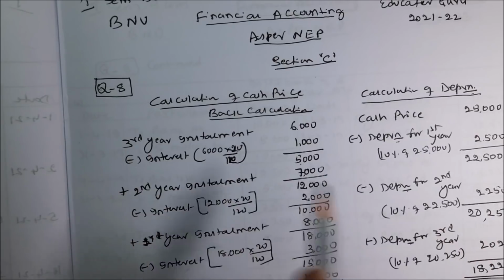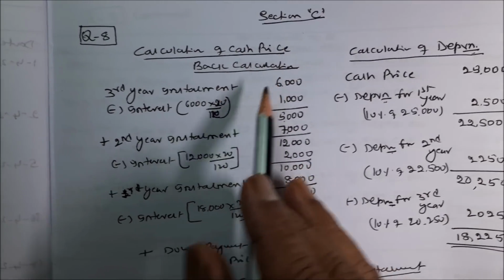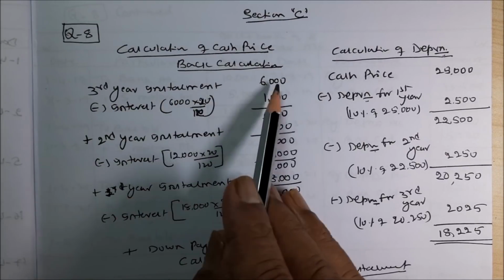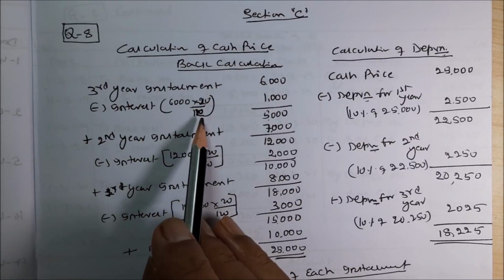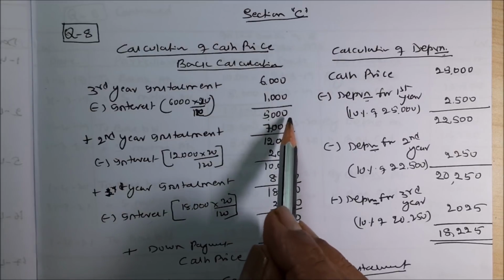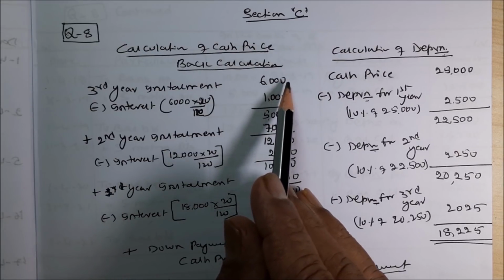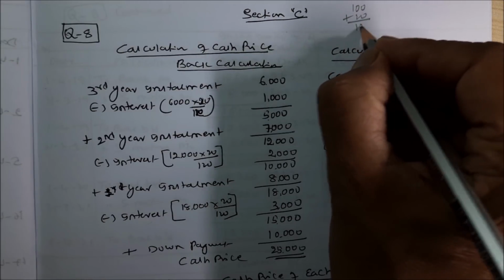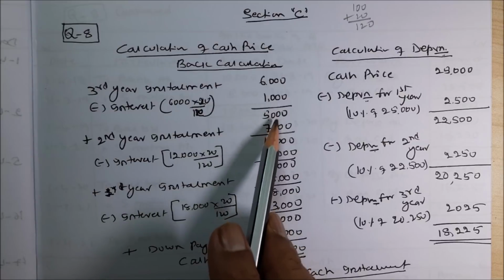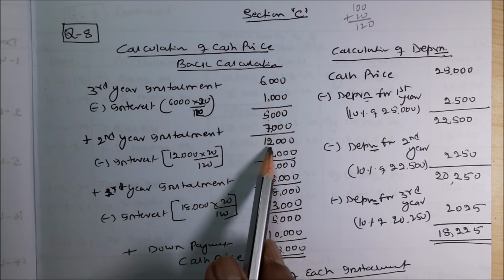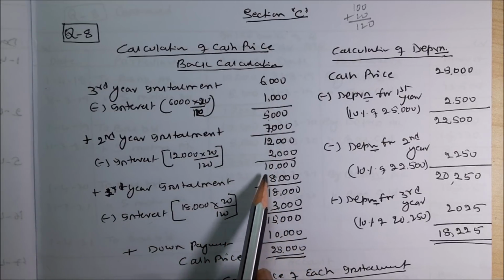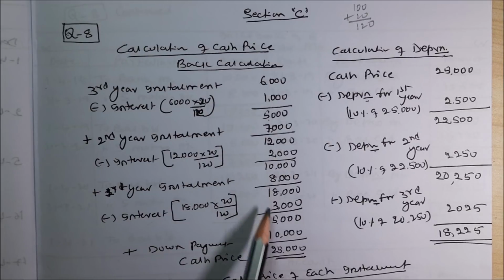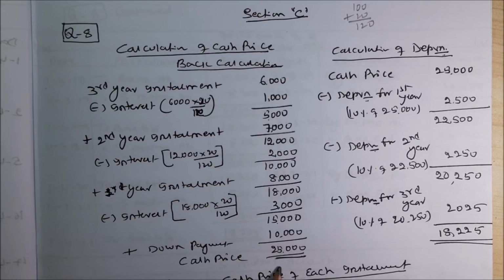So here is the calculation of cash price, back calculation I have written. Third year last installment 6,000 less interest, 6,000 into 20 by 120, so 1,000, gives 5,000, because installment amount always includes interest. I have already shown you that 100 plus 20 becomes 120. So 5,000, then add second installment 12,000 minus interest 2,000, then 10,000, then add the first installment 18,000 minus interest, then 15,000, add down payment, then you get the cash price. Cash price is 25,000.